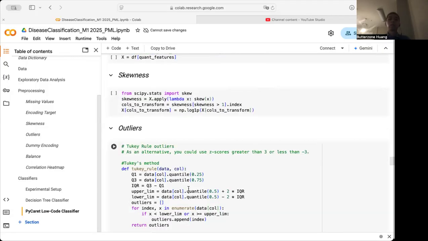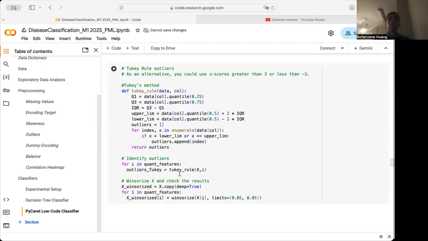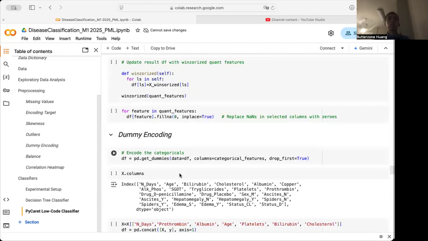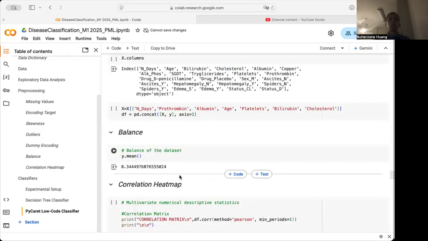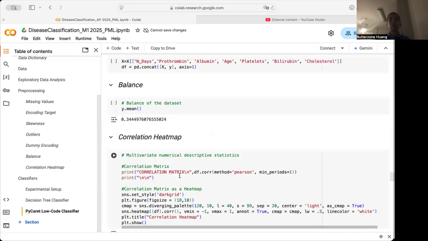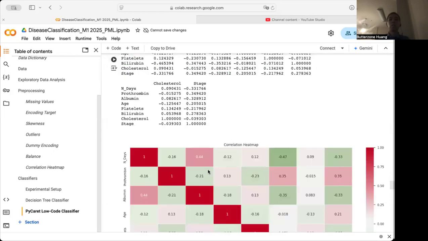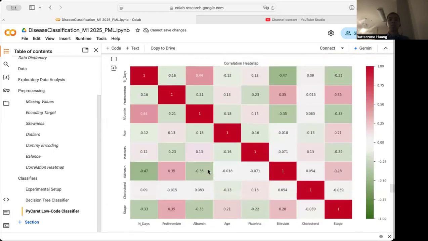The skewness is applied here, and the Tukey rule is applied to identify the outliers. For the categorical features, he chooses domain encoding. One highlight here is that he also involves a heat map of those critical features and the correlation between them. Just look at this matrix.